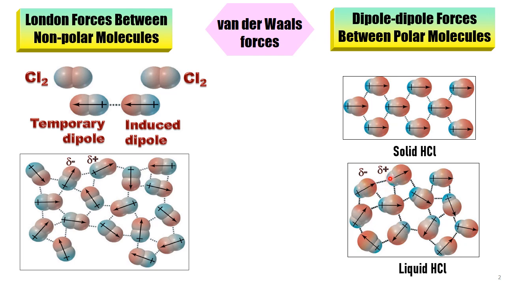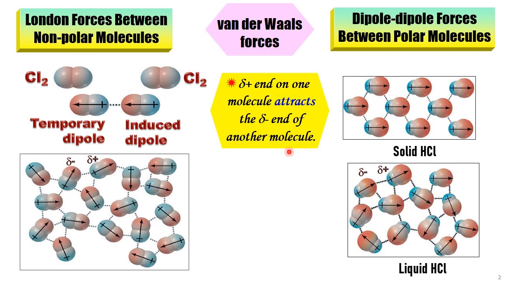Similarly, for polar molecules, the broken line between two molecules is also due to opposite charges attracting one another. The partial negative end of one molecule attracts the partial positive end of another neighboring molecule. So this is the similarity between London forces and dipole-dipole forces. Generally, they are opposite charge attractions.